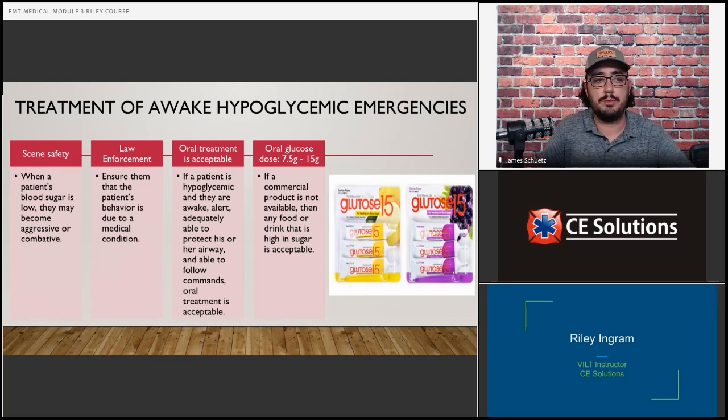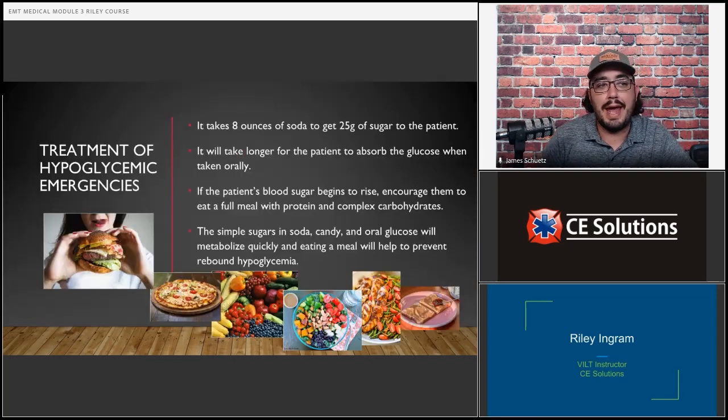Oral treatment is acceptable if the patient's awake, alert, and adequately able to protect his or her airway, able to follow commands. Then we can give some oral glucose, cake, icing, whatever the case may be. If a commercial product's not available, then any food or drink that's high in sugar is acceptable. Takes about 8 ounces of soda to get 25 grams of sugar to the patient.